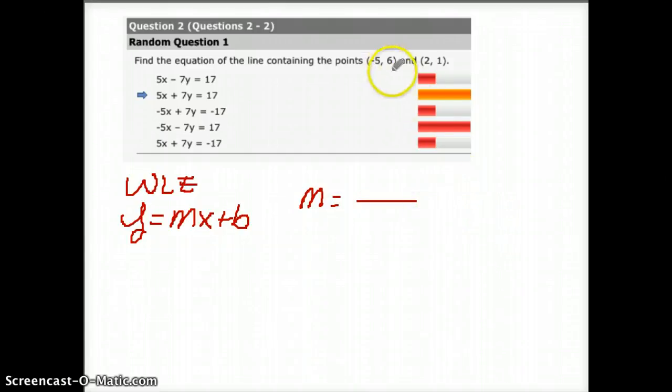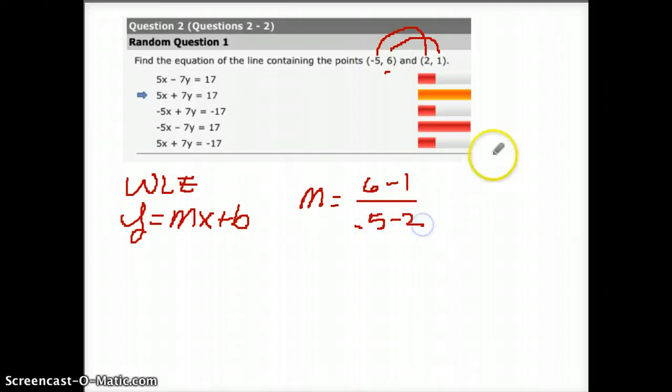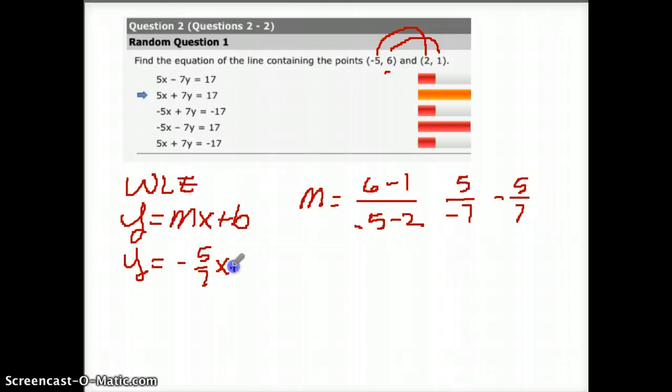That means that we're going to look for the y that's most positive, 6 minus 1. Once I commit myself, I got to go the same way on the other. Negative 5 minus 2. So 6 minus 1 is 5. Negative 5 minus 2 is negative 7. So the slope is 5 over 7. Of course, it's negative. Okay, so we know that y is equal to negative 5 over 7x plus b. Now we got to find b.